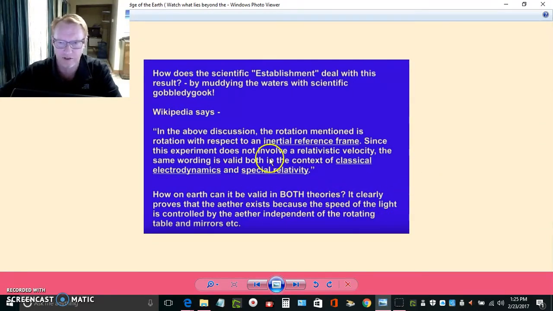It clearly proves that the ether exists because the speed of the light is controlled by the ether, independent of the rotating table and mirrors, etc. So this is what happens, okay?